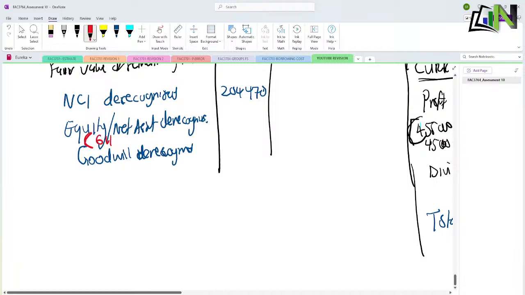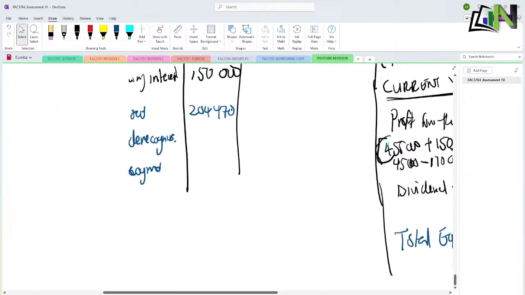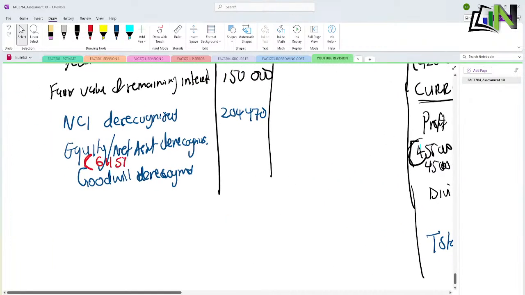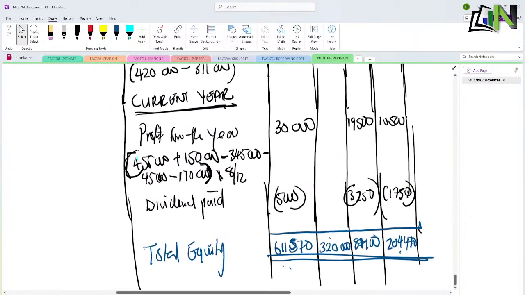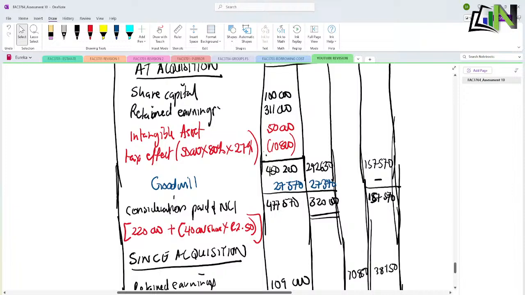So it was 611,570 minus the goodwill that I'm going to account for now, and the goodwill is 27,570. Hey, my handwriting is not so good, eh? Was it 5 or was it 3? Okay, I'm just going to redo this calculation.